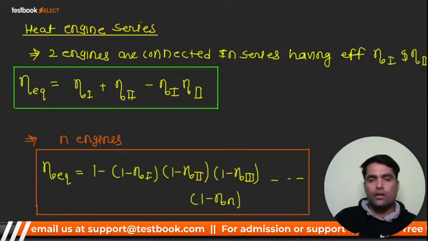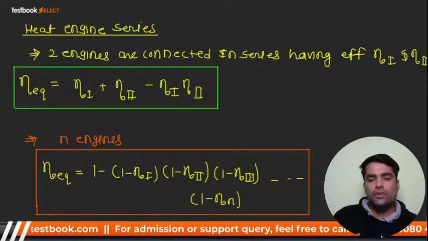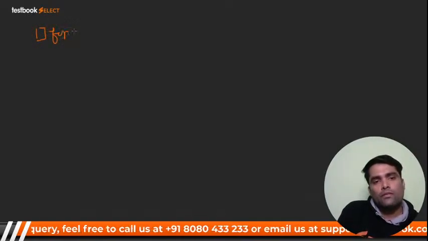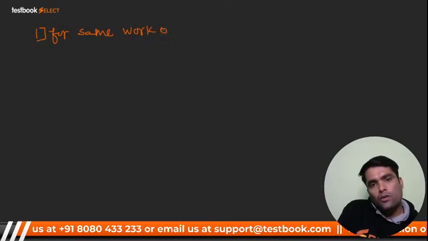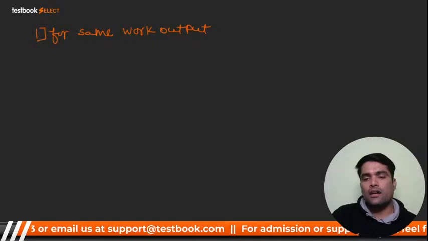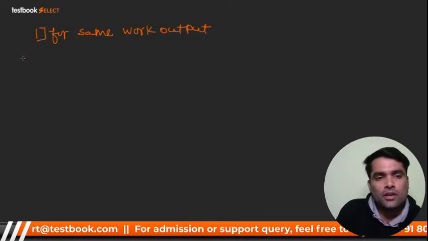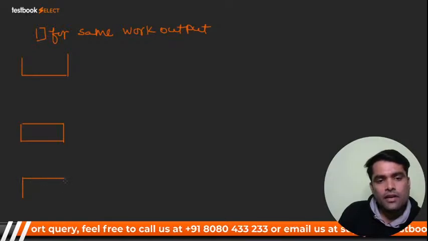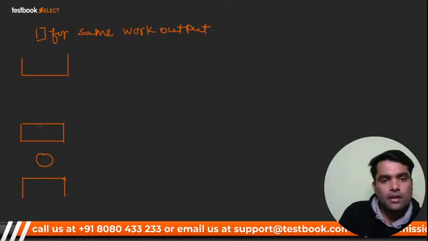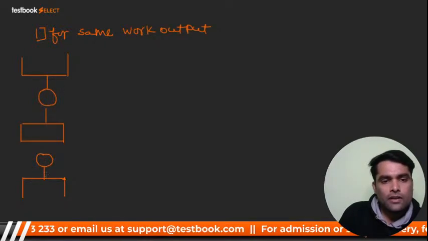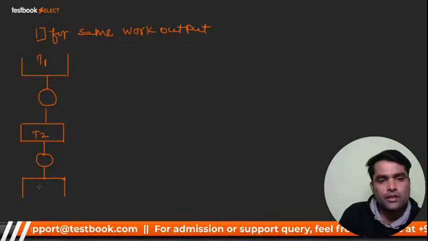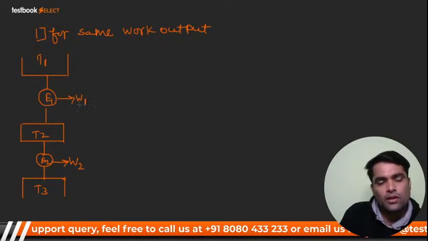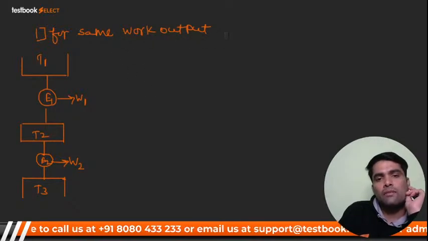And sometimes, everybody, they ask a question like this: I have two engines connected in series, and they give a condition like for same work output, what should be the T2 temperature? See, I'm telling you, there are two engines connected like this. Definitely it is temperature T1, temperature T2, temperature T3. This is engine 2 with work W2, and this is engine 1, so definitely work done W1 comes from here. Now they ask the question: for same work output, what is T2?